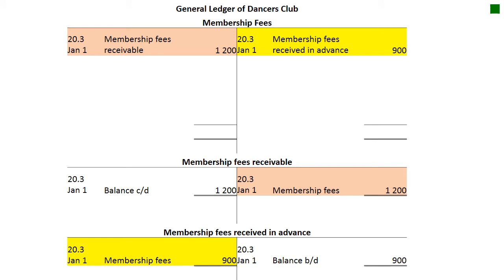So these are the two journal entries I've just shown you, where the membership fees in advance has been cleared and credited to the membership fees account as income, and the membership fees receivable has been cleared and debited to the membership fees account because it's going to reduce the amount of money we received during the year, because some of the money we're going to receive in 2003 actually related to the prior year.